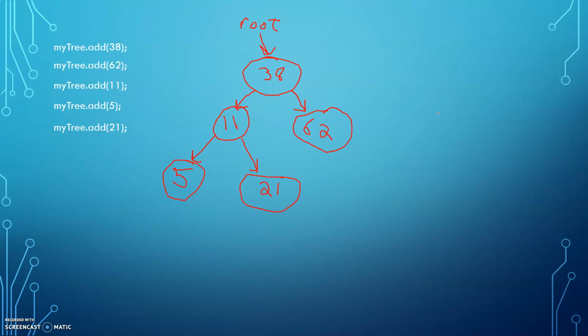And then just assuring, when we look at it from every node's perspective, everything to the left is less, everything to the right is greater. So from 38's perspective, the subtree to the left, everything's less than or equal to 38. From 38's perspective, everything to the right is greater. From 11's perspective, everything to the left is less than or equal to 11. From 11's perspective, everything to the right is greater. So we maintained this binary search tree order.